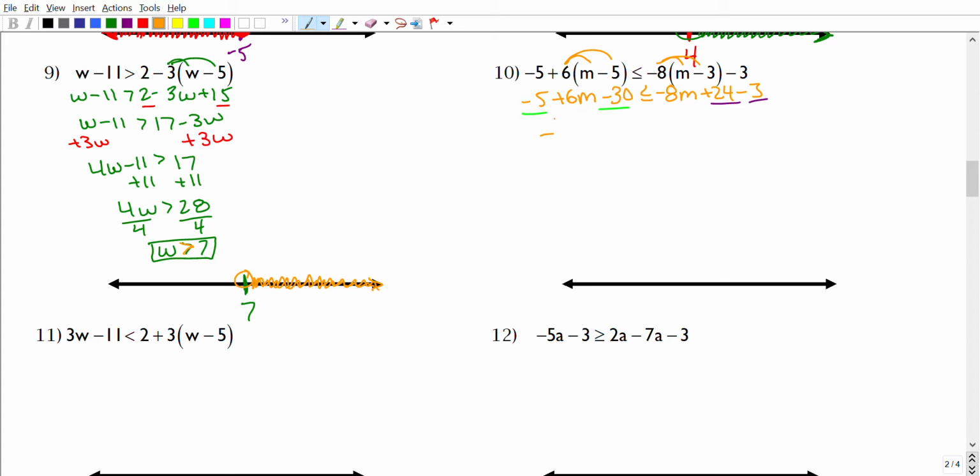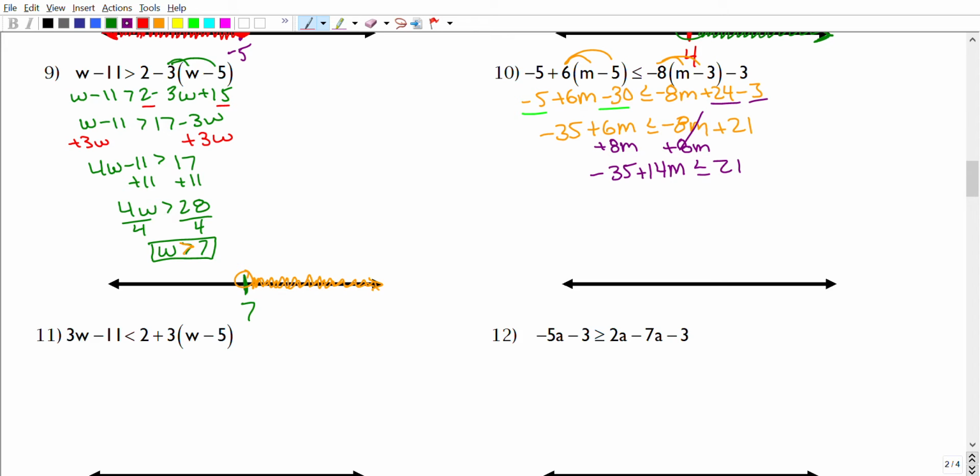So what do I get? Negative 35 plus 6m is less than or equal to negative 8m plus 21. What's the next step? Well, the next step is to get the variables on one side of the equal sign. The smaller one here is negative 8m, so I'm going to add an 8m. So I get negative 35 plus 14m is less than or equal to 21.